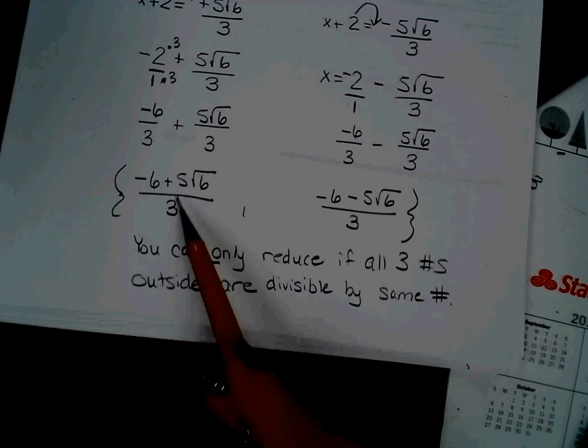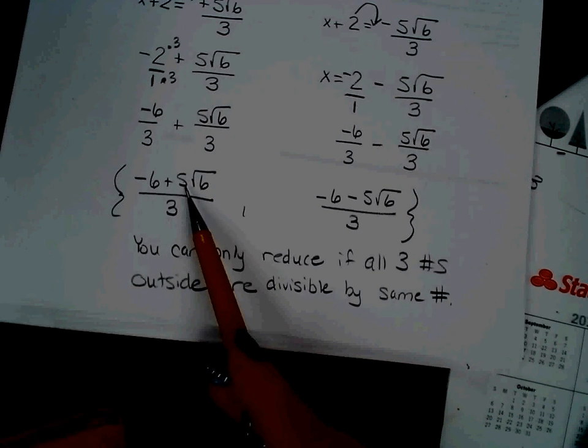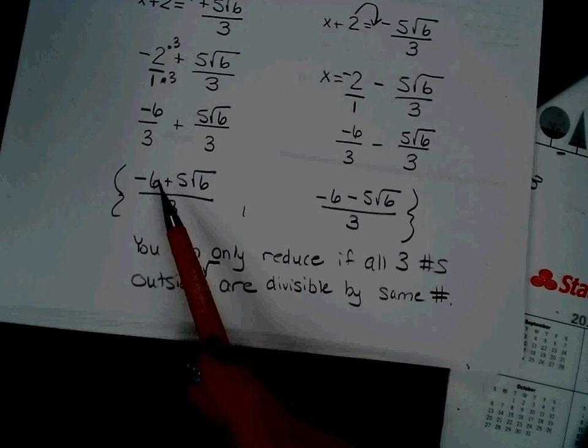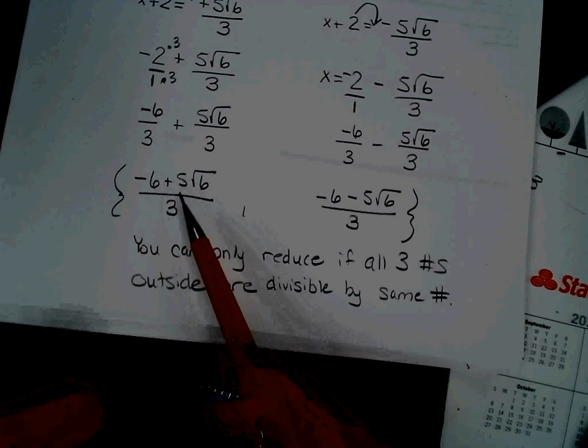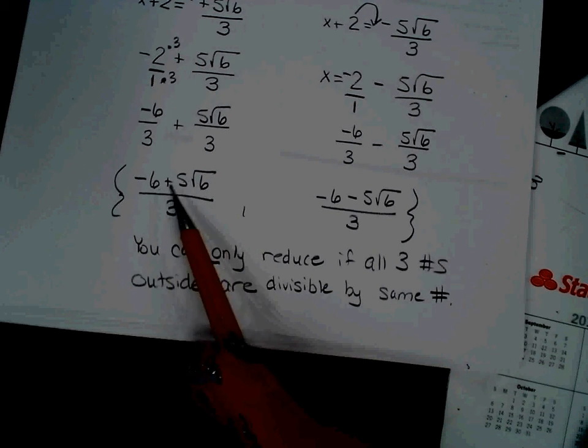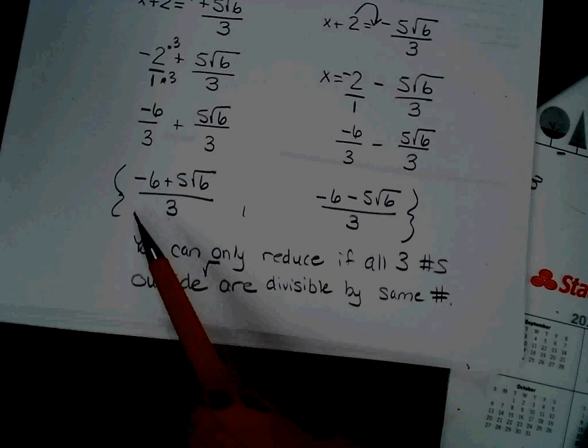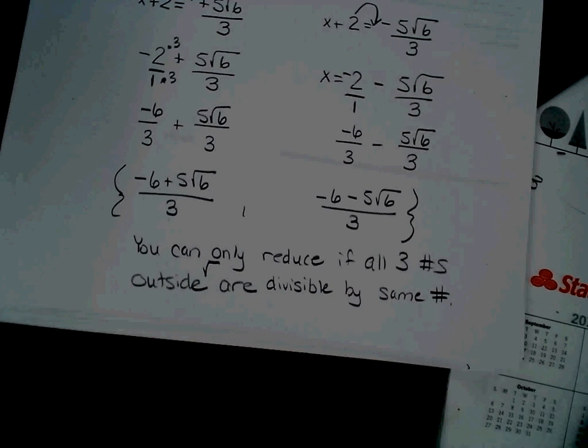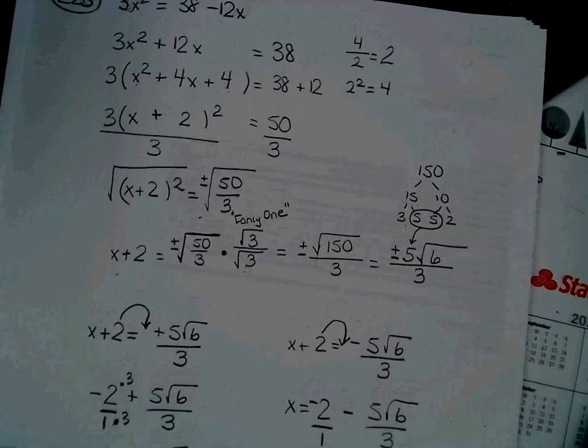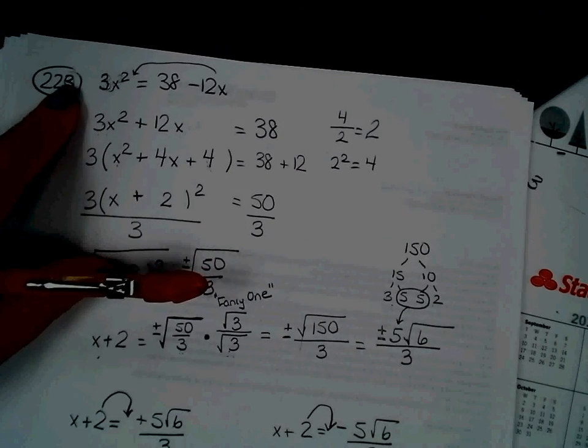If this was 6, 3, and 9, I could reduce. Or if it was any other three numbers that were all divisible by the same thing. But 6, 5, and 3 are not all divisible by the same thing, so I cannot reduce. So that ends this video on problem number 223.